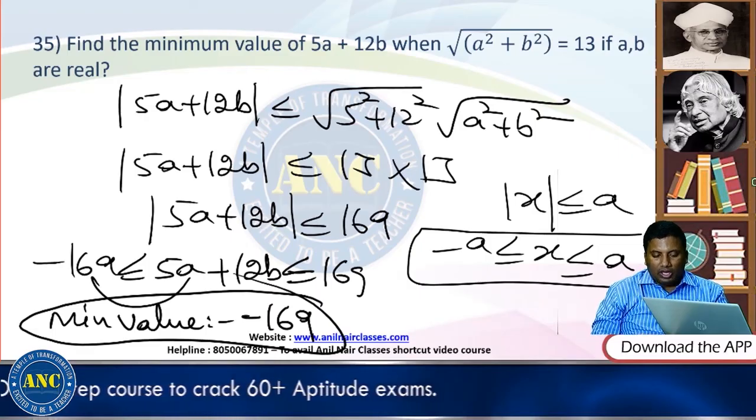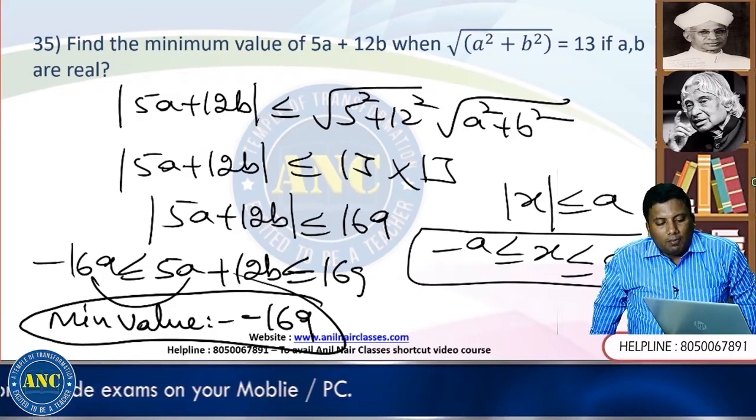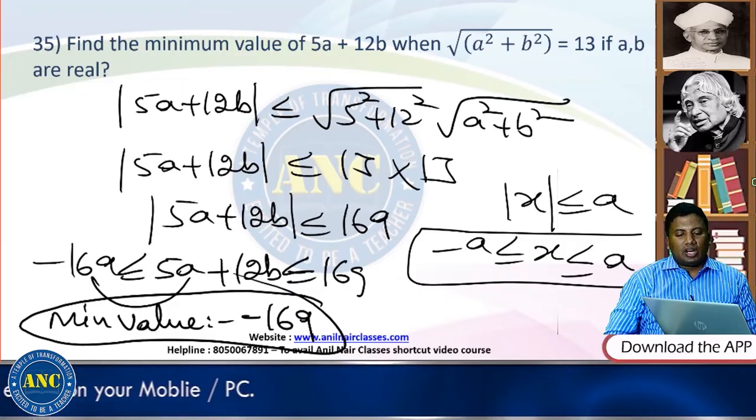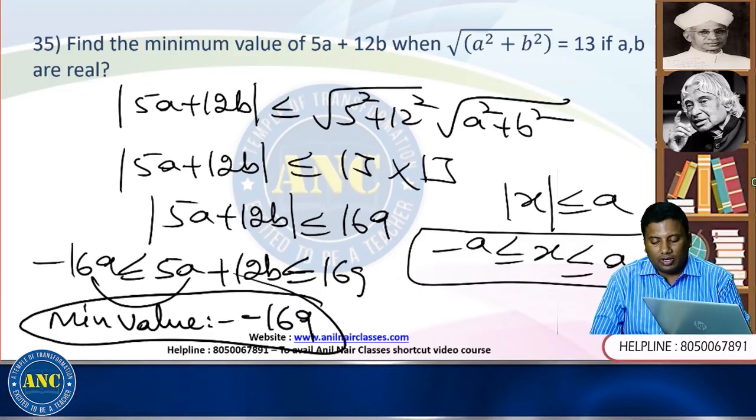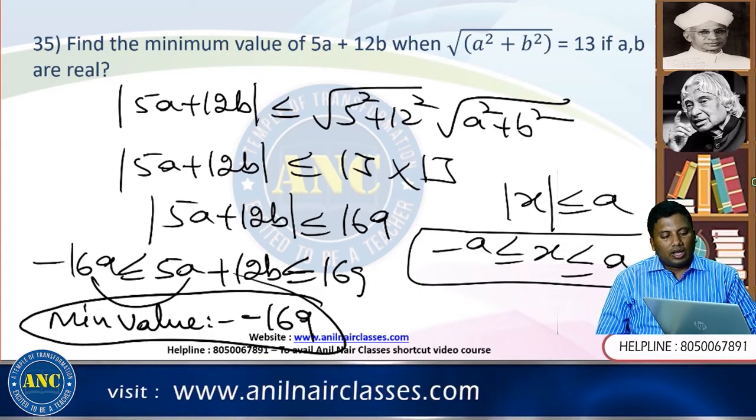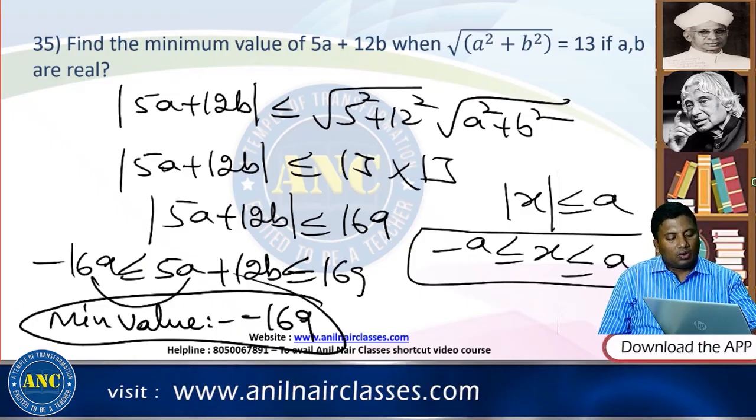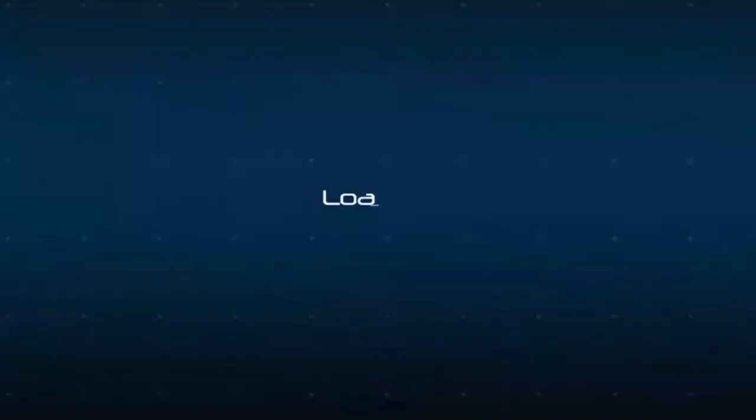I hope you understood all the models. Mod 5a plus 12b is less than or equivalent to root of 5 square plus 12 square into root of a square plus b square. Please have a look at the entire maxima and minima, all the varieties. Just have a look at it.